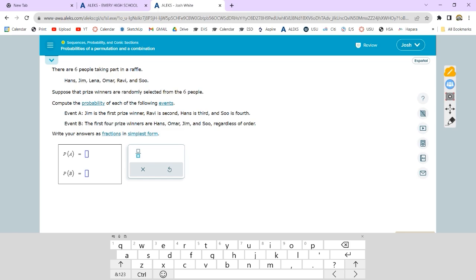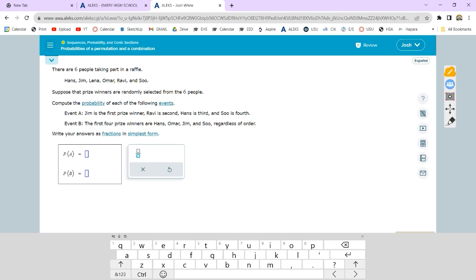There are 6 people taking part in a raffle. Hans, Jim, Lena, Omar, Ravi, and Sue. Suppose the prize winners are randomly selected from 6 people. Compute the probability of each of the following events. So event A says Jim is the first place winner, Ravi is the second, Hans is the third, and Sue is the fourth. Okay. So is there an order in event A? Yes, there's definitely an order.